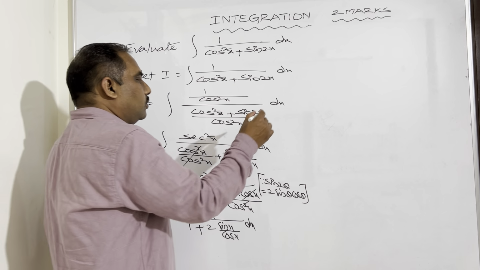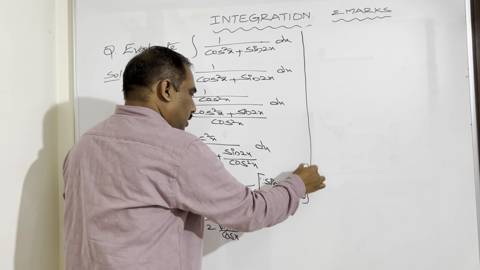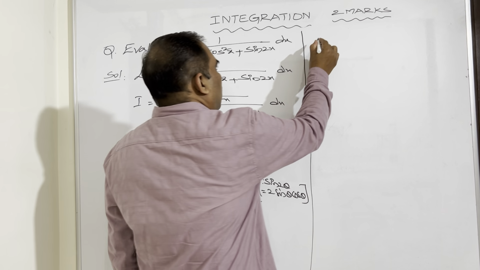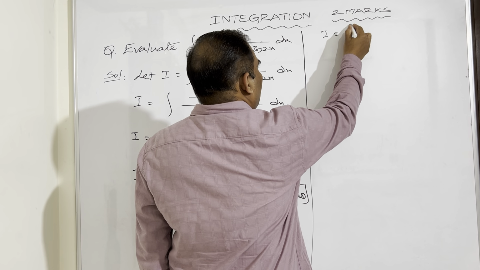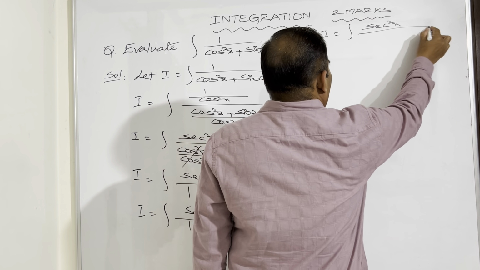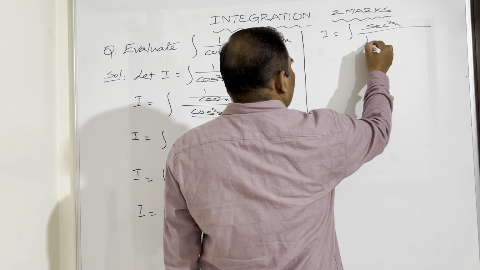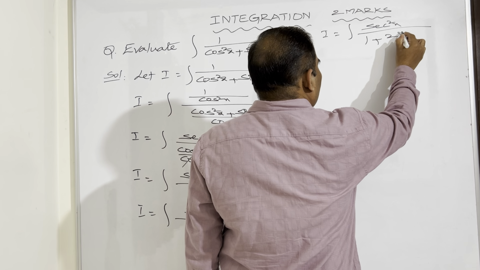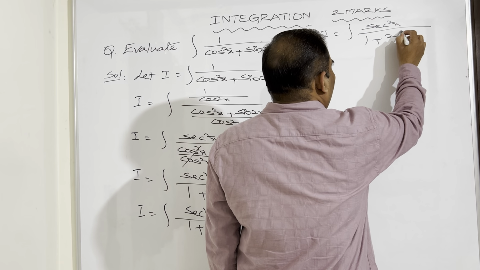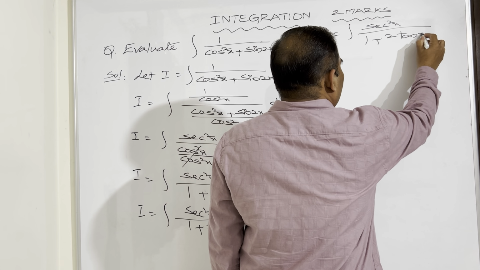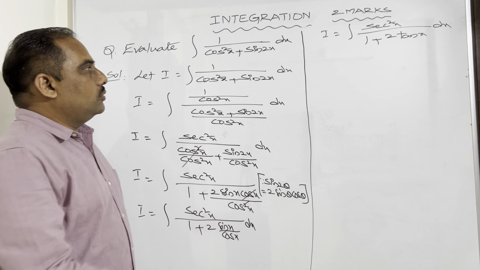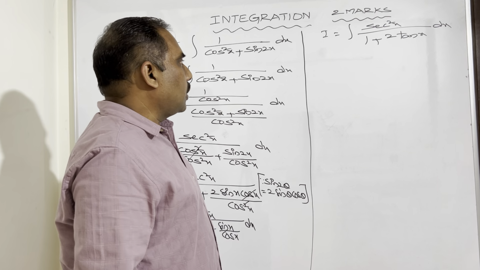Now further, we know that sin x by cos x is nothing but tan x. So I is equal to the integral of secant square x divided by 1 plus 2 tan x, dx. Now by using substitution we can solve this.